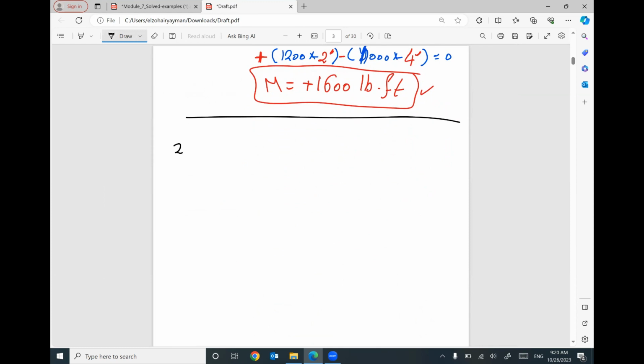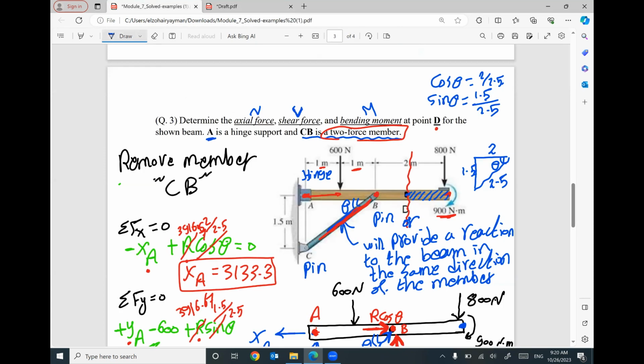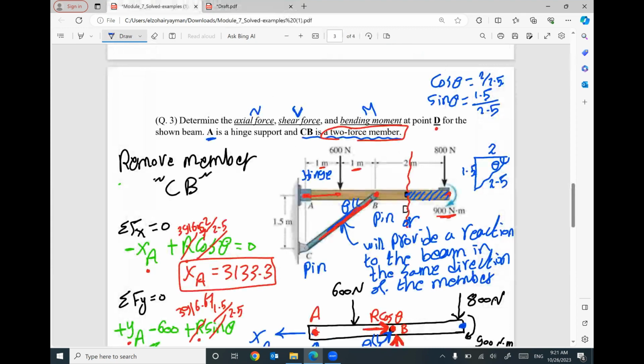So step number 2, your section. I have this little part. Here is your section. This point is called D. At this position, I have 800 as a force. I am given a moment as 900. What else? Nothing else. The length of this part is 1 meter.